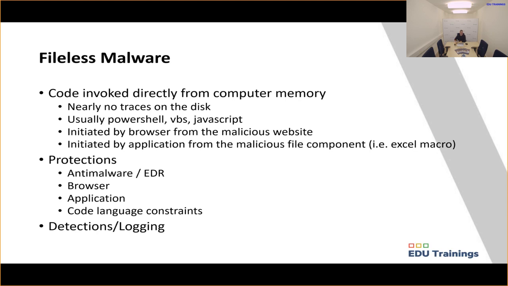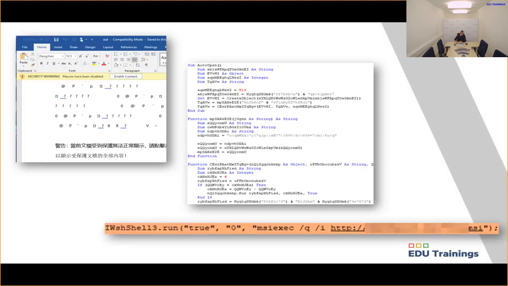So that's the fileless malware. I have just two examples of this. The first one is a Word document containing a macro. As you can see, this macro holds the malicious code, and it's obfuscated, but it's running the Windows shell run command, and that starts to download and install an MSI Windows installer that was downloaded from some malicious website. So that's the first scenario.